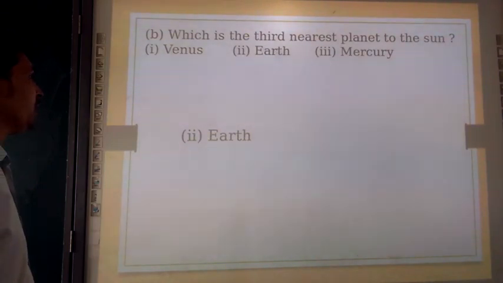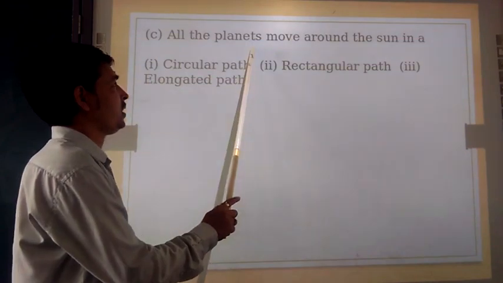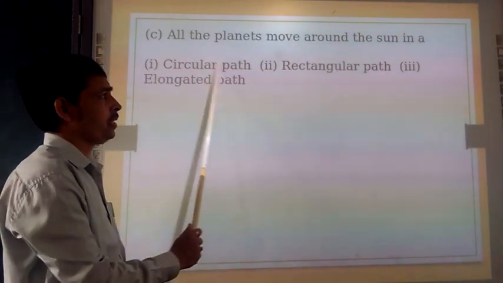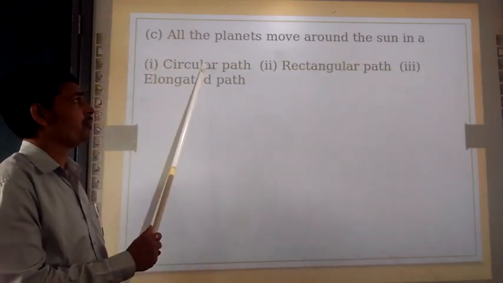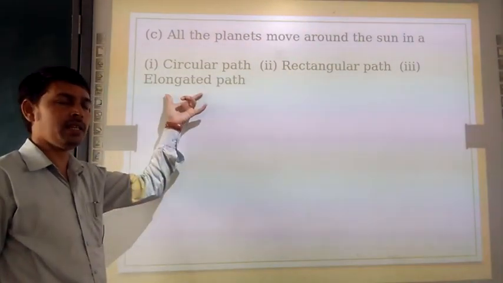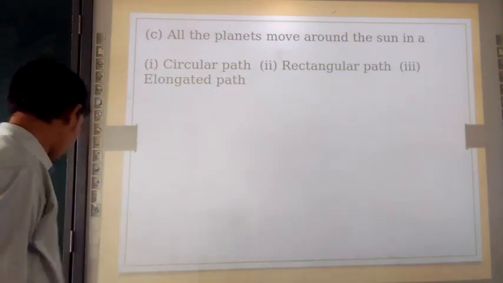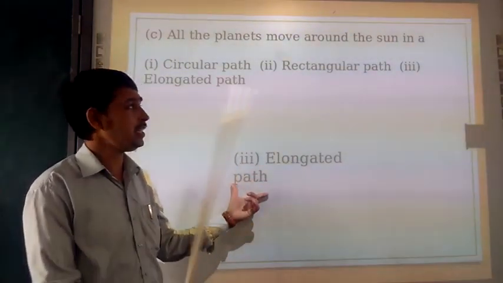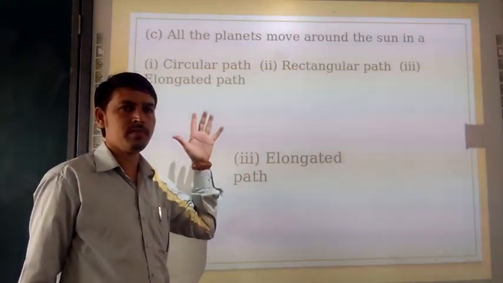Now moving toward C. All the planets move around the Sun in which path? Circular path, rectangular path or elongated path. They are not moving in a circle, they are not moving in a rectangle. So which is the remaining one? The third is remaining, so the elongated path is the correct answer. Third, elongated path. Please put a tick mark in the textbook or otherwise you can write the correct answer.